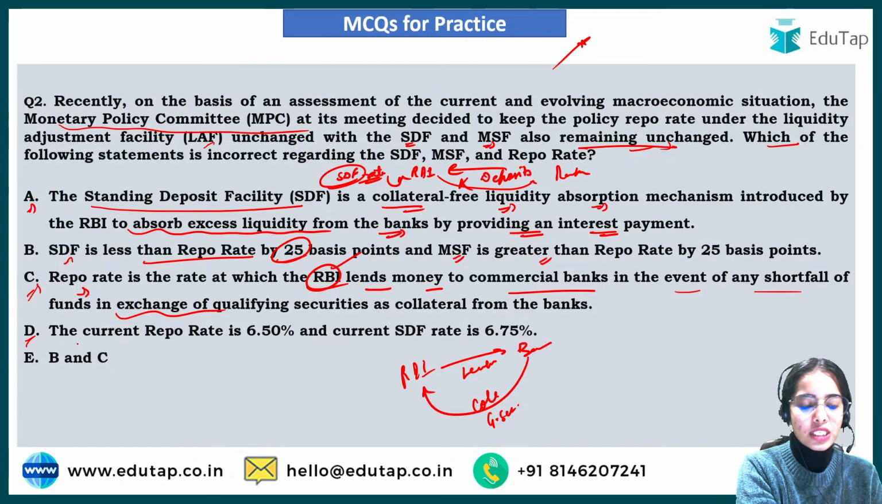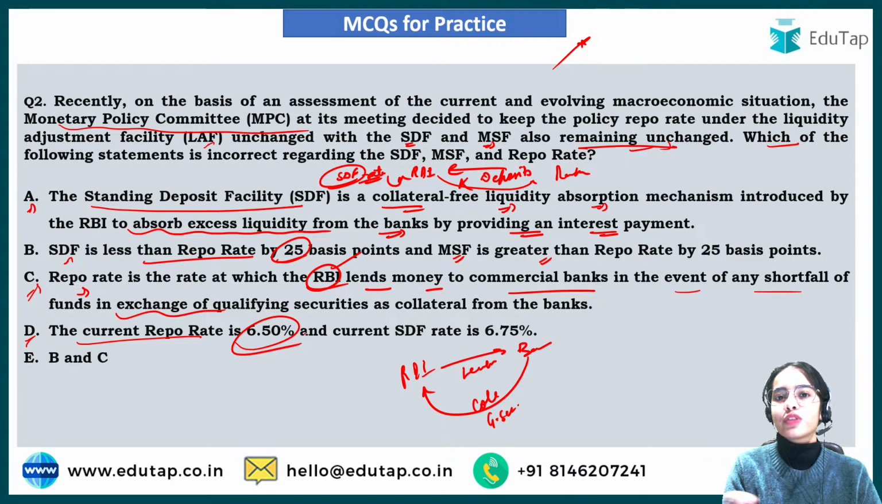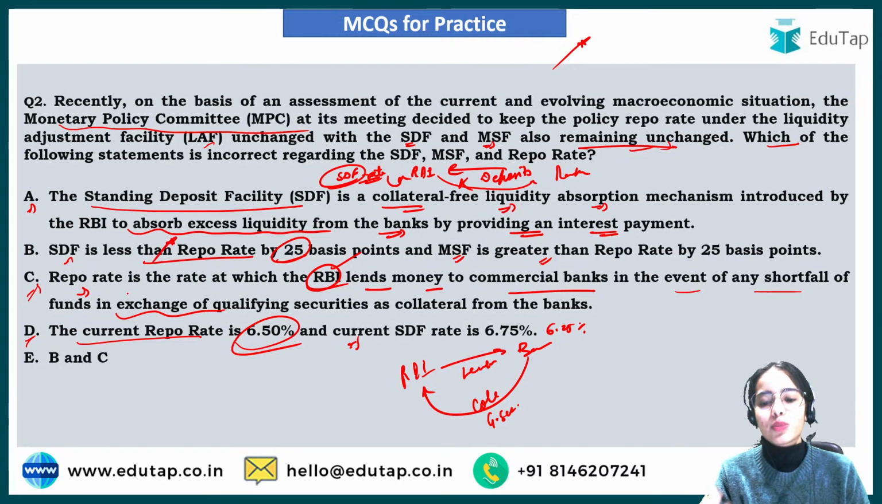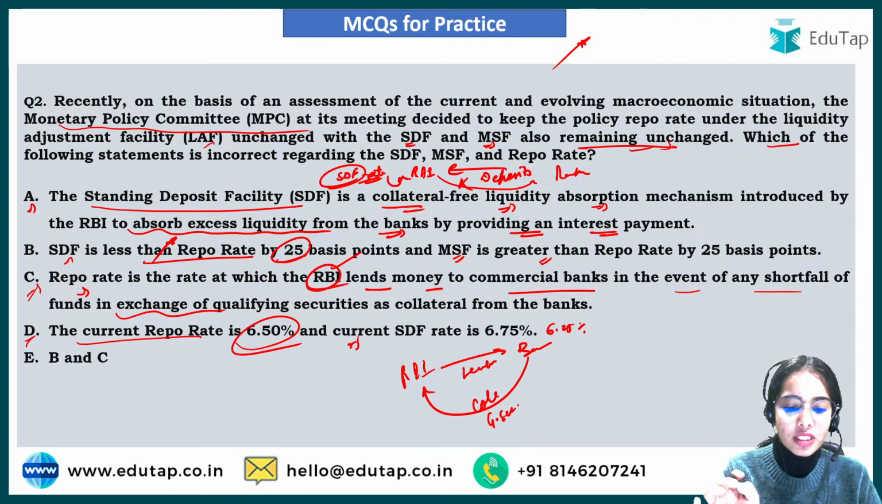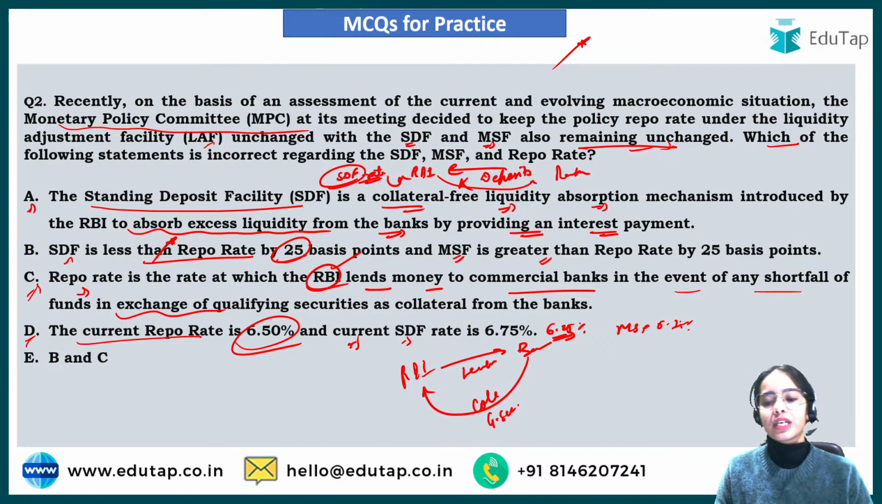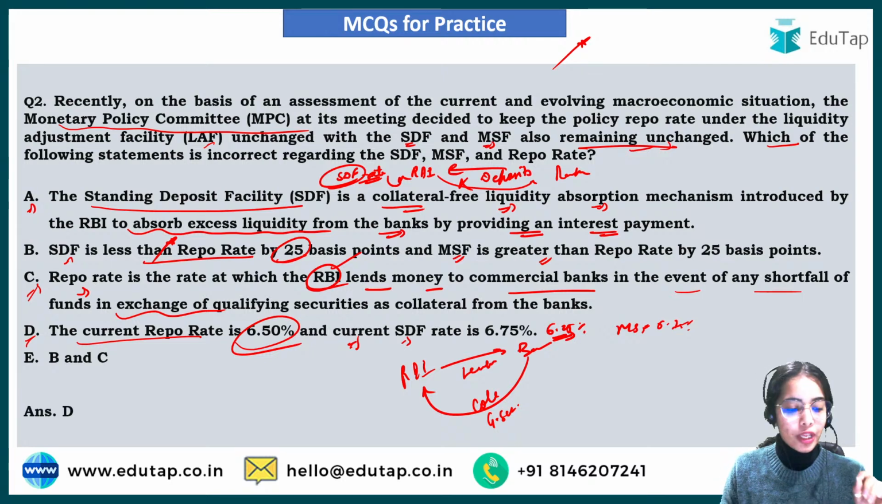Now coming to the fourth statement, the current repo rate is 6.50%. The current SDF should be 6.25% because the SDF is less than the repo rate by 25 basis points, that means by 0.25%. And MSF is 6.75% because the MSF is greater than the repo rate by 0.25%. So here D is the right answer because we had to find the incorrect statement.